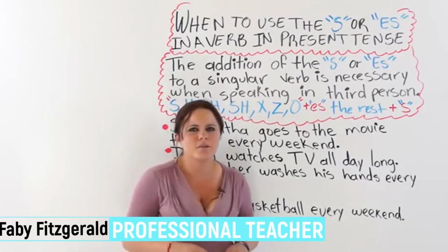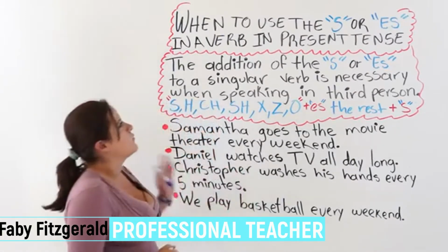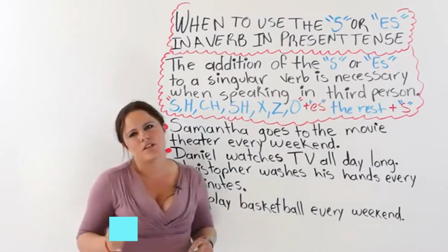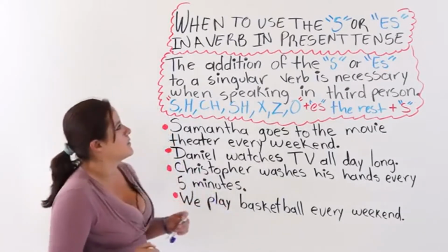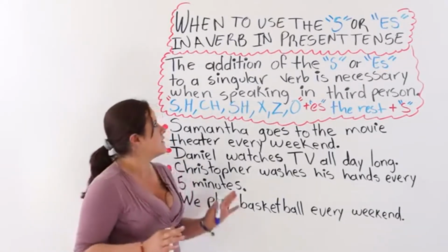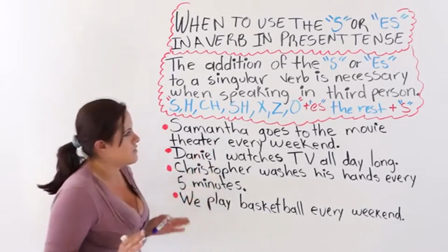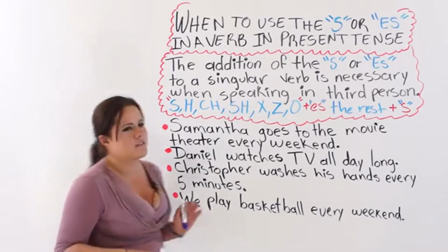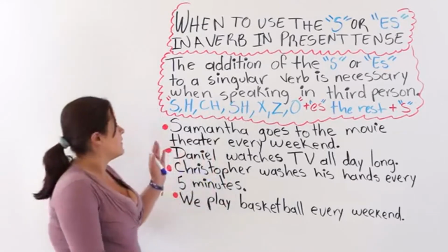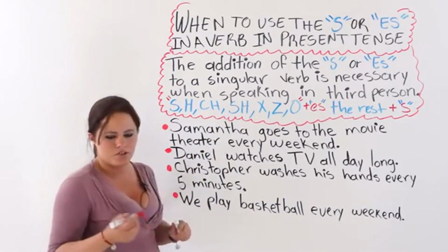In today's lesson I will be talking to you about when to use the s or es in a verb in present tense. I have a note here written for you. It says, the addition of the s or es to a singular verb is necessary when speaking in third person.